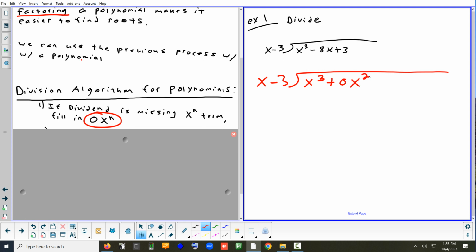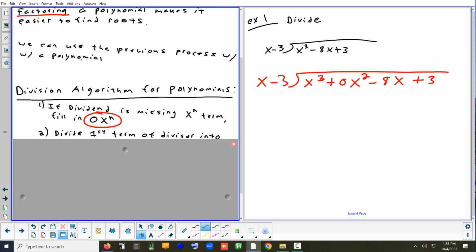Okay. Do I have the x term? Yeah, it's negative 8x. So we don't have to fill in a 0 because we have it. Do we have the constant? Yep. And Isaiah, what's that one? 3. Plus 3. Okay. Now we're ready to go. So that's the first step: fill in any terms you're missing in the dividend.